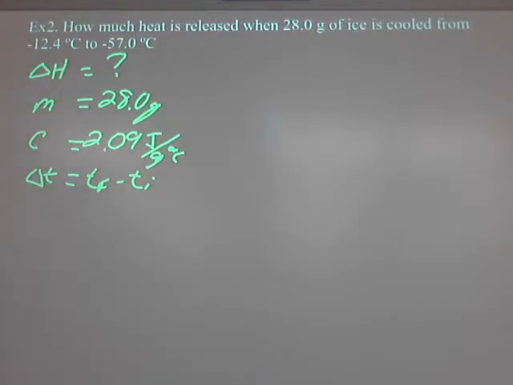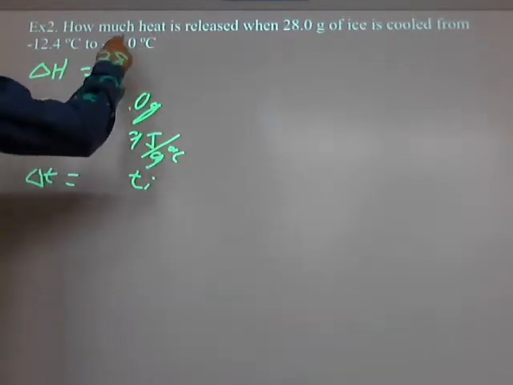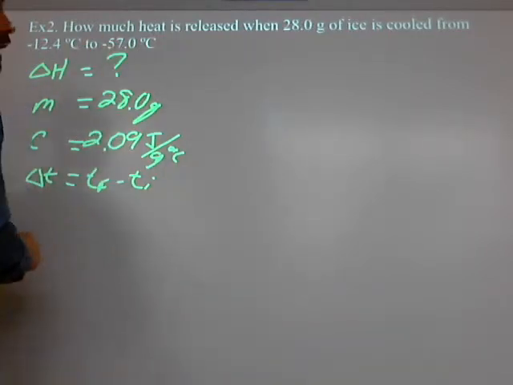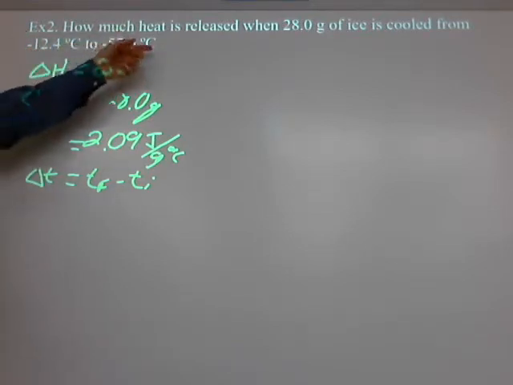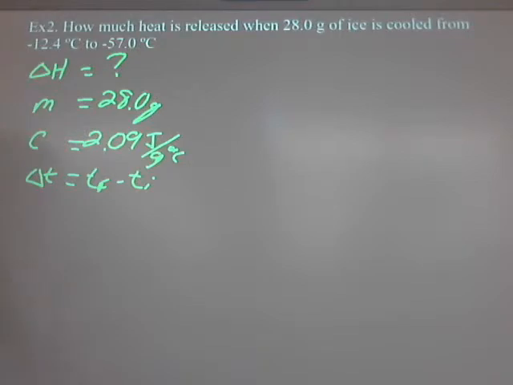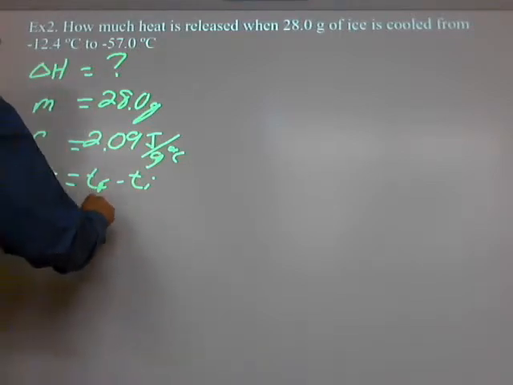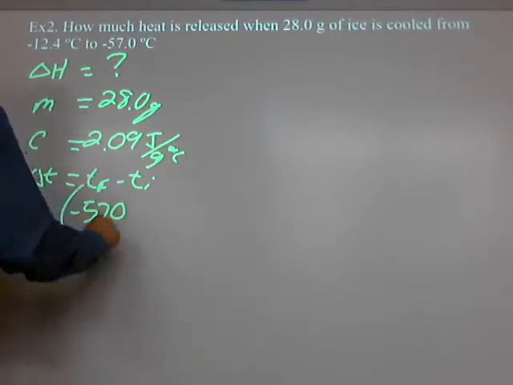Oh, and I'm glad I'm doing this one too because I forgot to mention something about the previous one. It's TF minus TI like it always is. Let's do the TF. The TF is what? Negative 12.4? No, it is not. It says it's cooling from minus 12.4 to negative 57. So you must read it correctly. I wanted to make sure that you guys don't get that wrong.